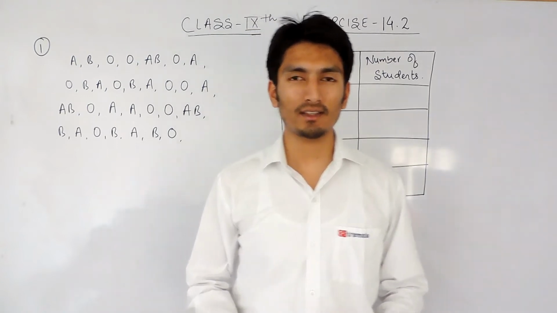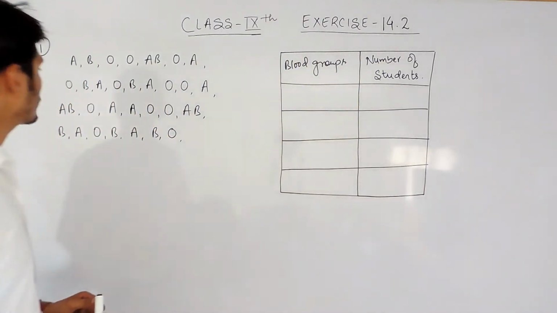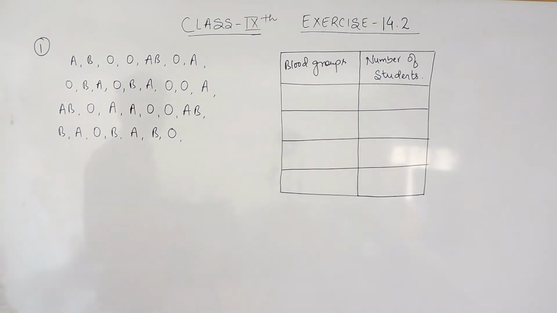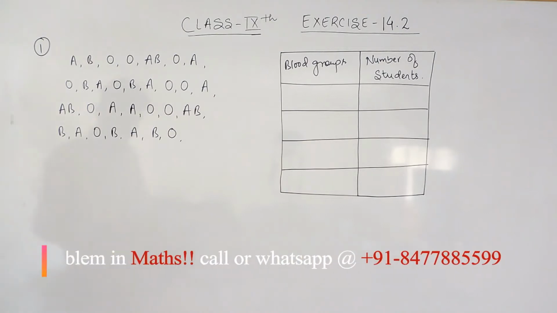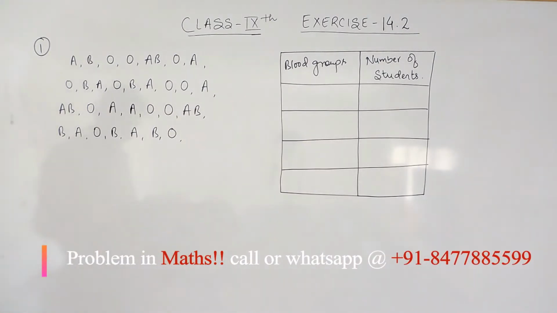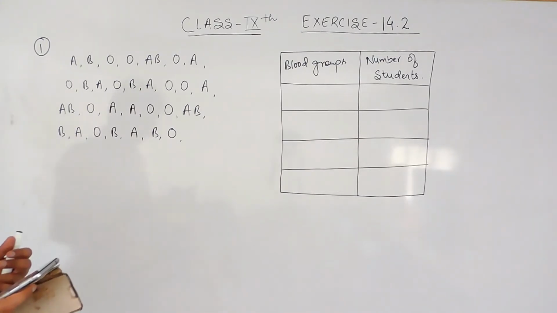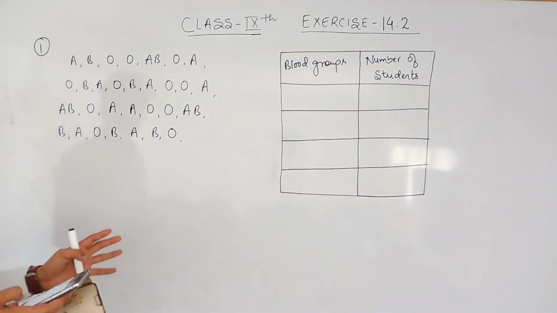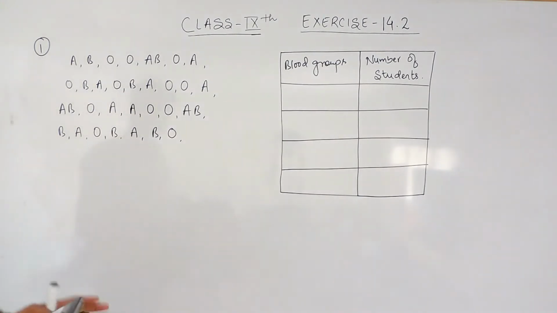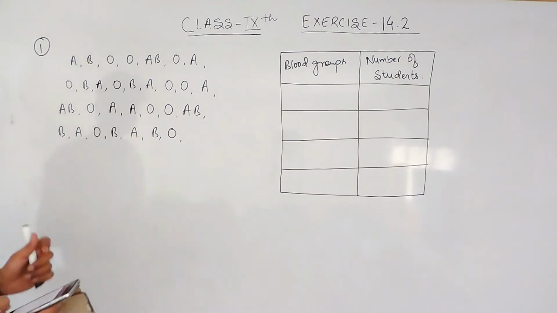We are from Truemaths, and in this video we are going to solve question number 1 of exercise 14.2. In this question, blood groups of 30 students are given to you, and you have to represent this data in the form of a frequency distribution table. Which is the most common and which is the rarest blood group among these students? After that, you have to tell which is the most and which is the rarest blood group common in these students. So there are 30 students.